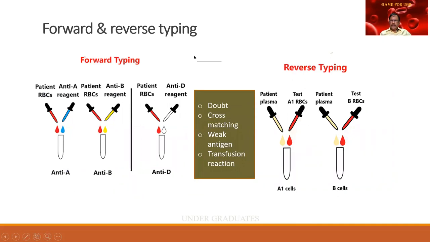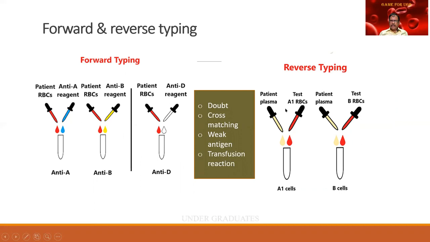And there are two methods of typing. One is called a forward typing, another is called a reverse typing. Please remember this. These diagrams I had picked up from the net with great difficulty. But then look at this one. What we normally do, that is called the forward typing. The patient's RBCs and the anti-sera or anti-A reagent. Patient's RBCs and the anti-B reagent. Patient's RBCs and the anti-D reagent. So this is what we usually do, and we find out whether there is any clumping.